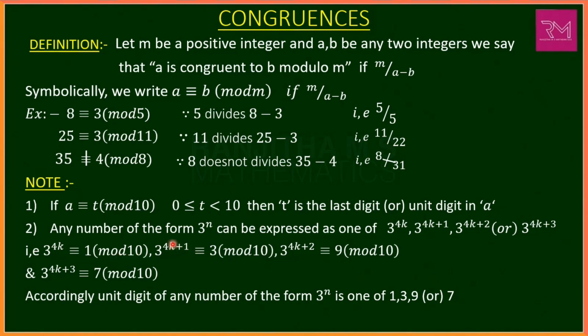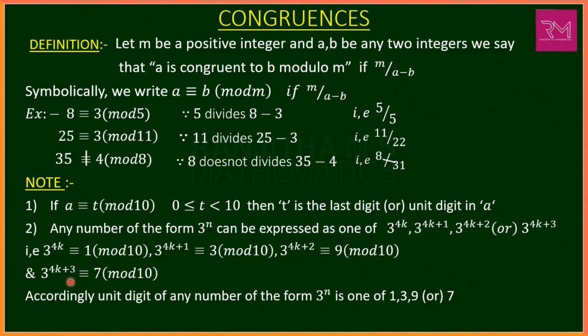Or, if we take k value as 1, 4 plus 1 is 5. Therefore we get 3 power 5 as 243. 243 is congruent to 3 modulo 10. This is because 10 divides 243 minus 3, which is 240. We can easily see 10 divides 240. This condition also holds. Here if we take k as 1, 4 plus 2 is 6. 3 power 6 is 729. So 729 is congruent to 9 modulo 10. This is because 10 divides 729 minus 9, which is 720. Obviously 720 is divisible by 10. So this condition also is satisfied.